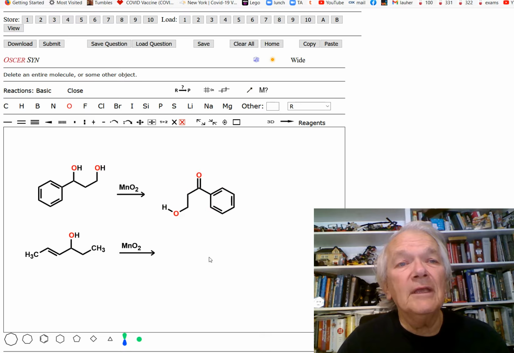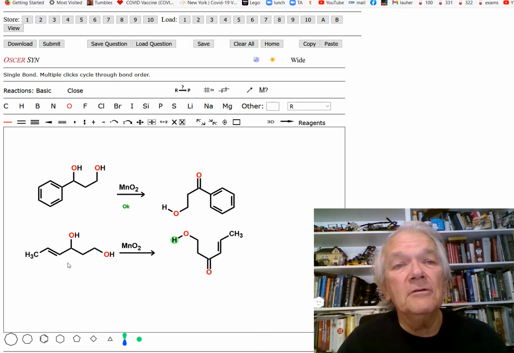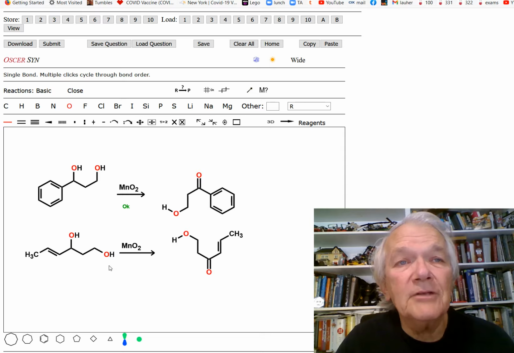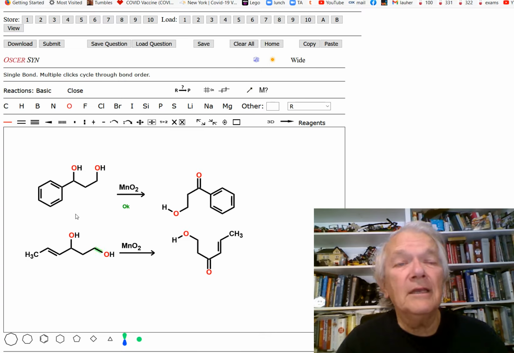You can do the same thing in the allylic system. If we had another alcohol, let's say over here, and we do this reaction, then again the one next to the allyl group is oxidized. The one away is not. So that's a very useful reaction. It's very specific to benzyl and allylic reactions.